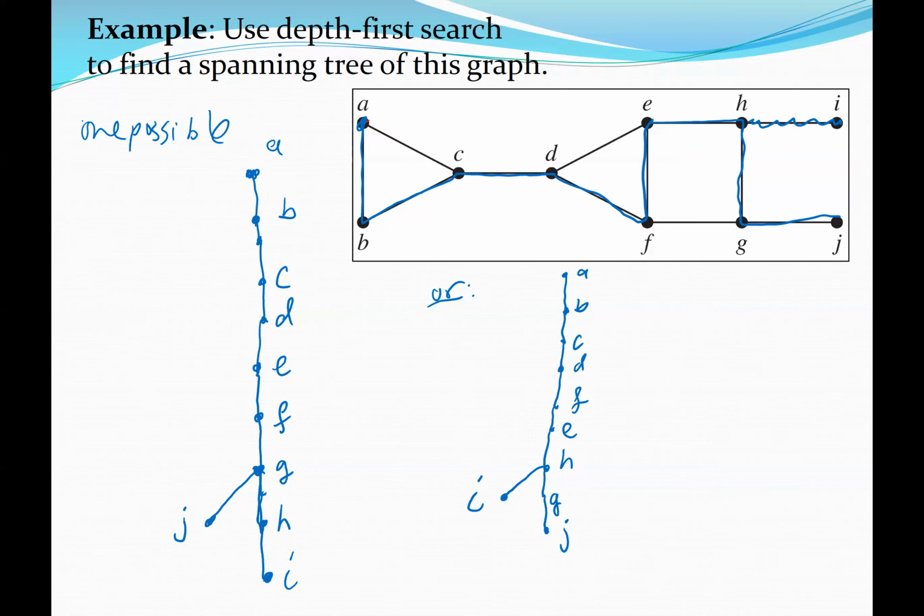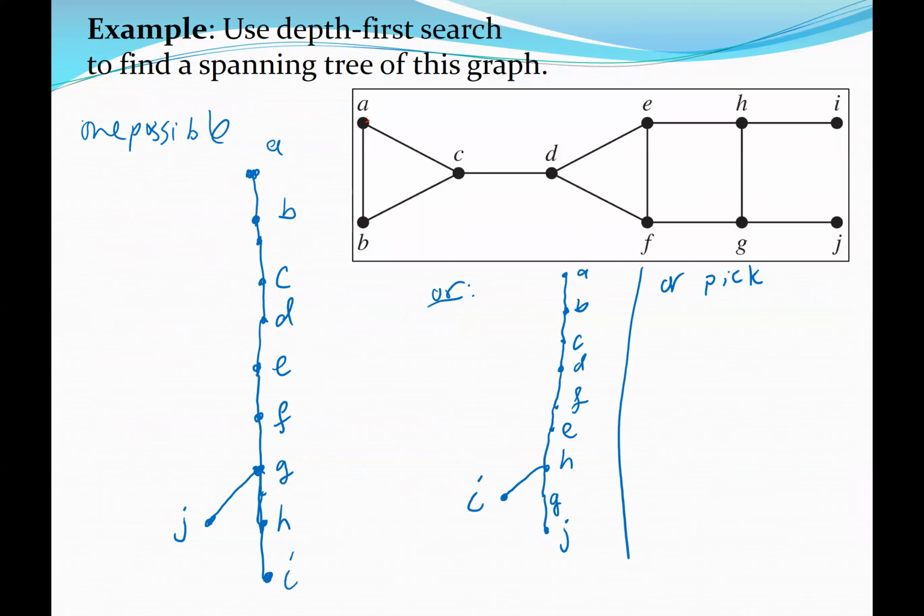Okay, so that's what we call depth first search. And it also depends on what vertex that you pick. In this case, we pick A to be the root. You can pick any other vertex. So let's say if we pick E, for example, right?